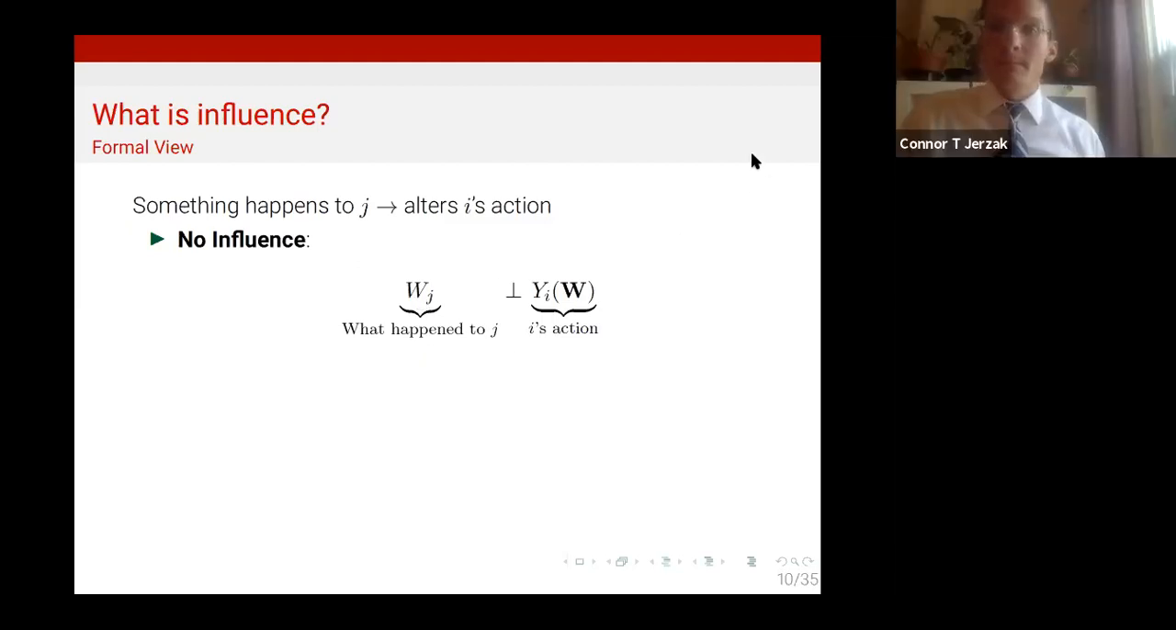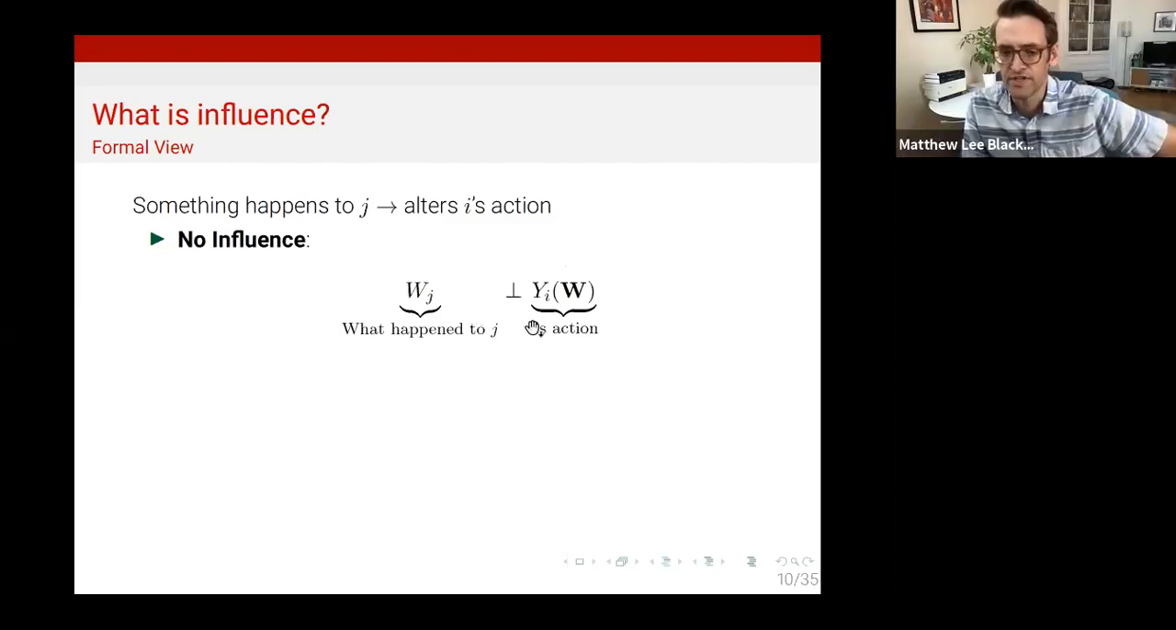Yeah. So that's a good question. The way that I'm thinking about it is that Wj is a random variable, and Yi is a function of that random variable in this case. So you're right. The assignment to what happens to j is in an experiment independent from all of the potential outcomes. But we can think about Yi as a function, and that function takes in as its input that random variable about what happens to j.